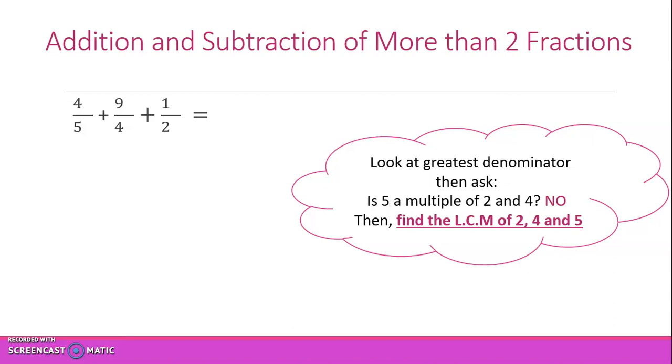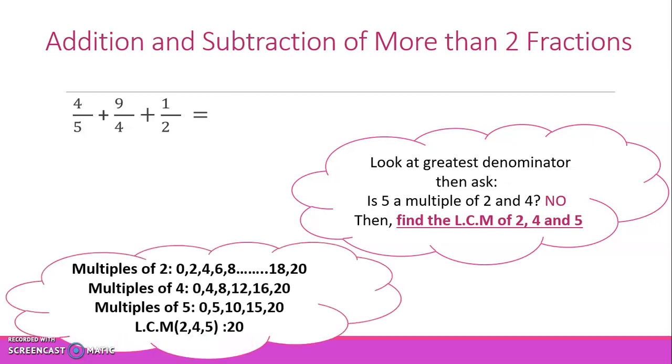Then I ask, is 5 a multiple of 2 and 4? No. Then I have to find the LCM of 2, 4, and 5. I list the multiples of 2, 4, and 5. Then I underline the common multiples. It's 0 and 20. Then the LCM is equal to 20.